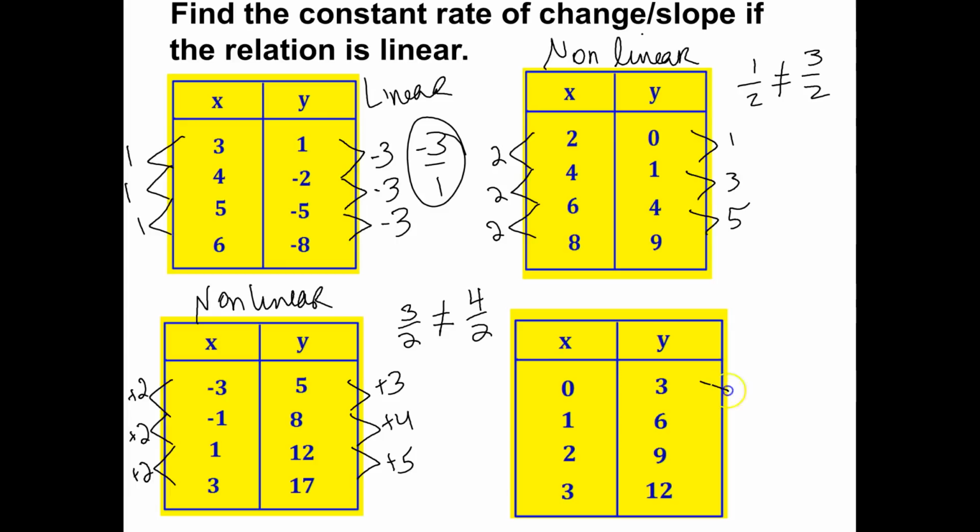And let's look at the last one. 3 becomes 6 by adding 3. Adding 3. Adding 3. Adding 1. 1. 1. Linear. 3 over 1 is equal to 3 over 1.